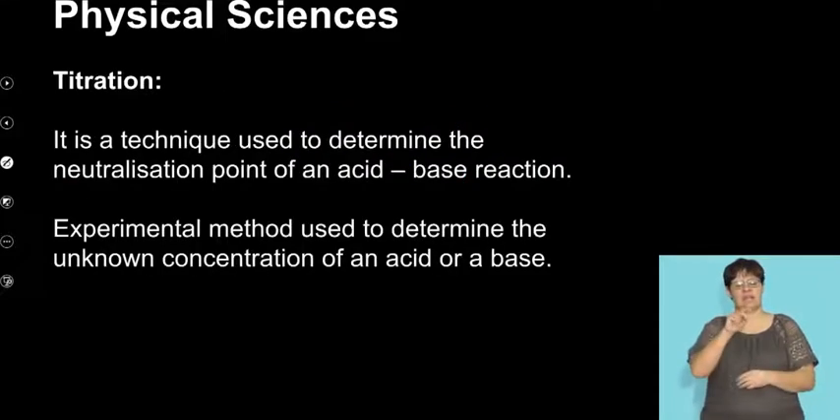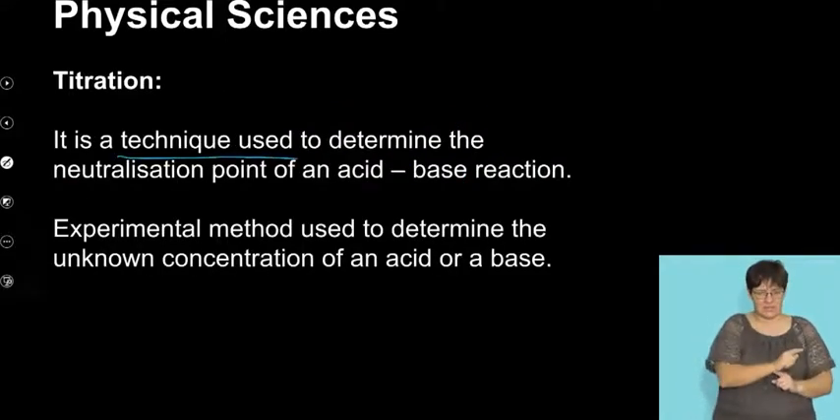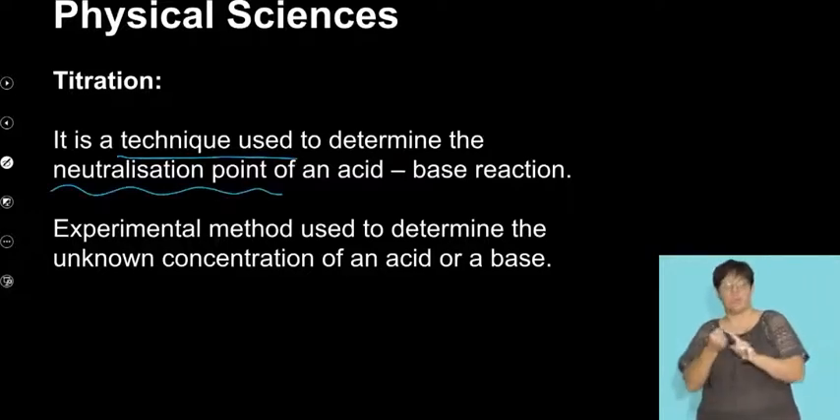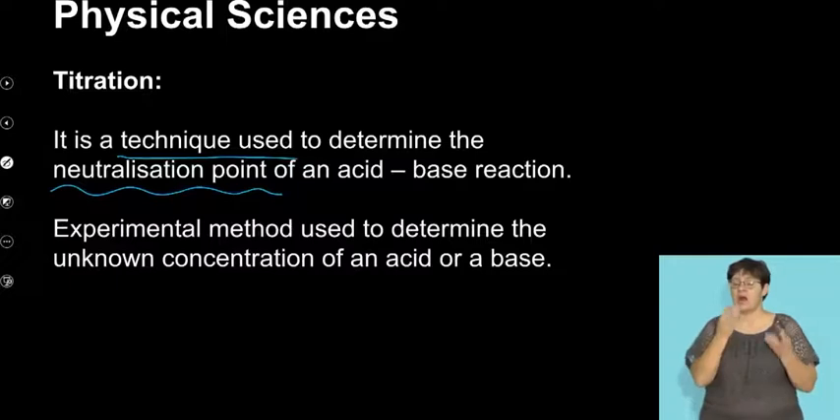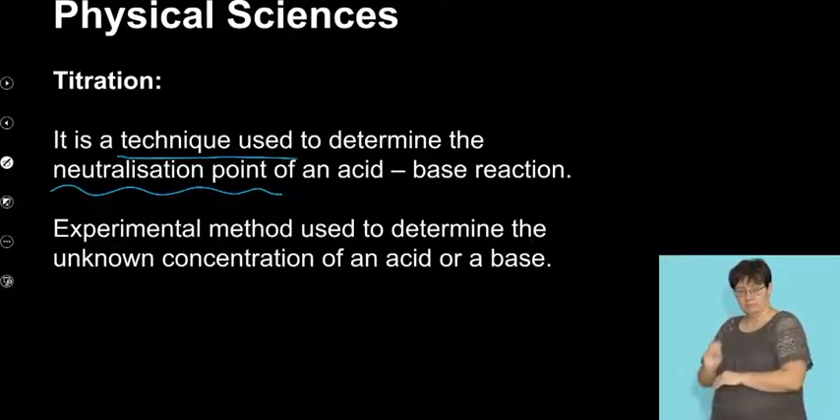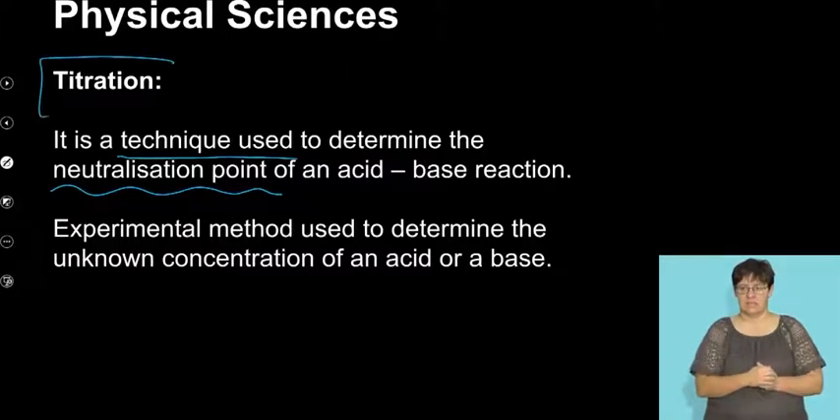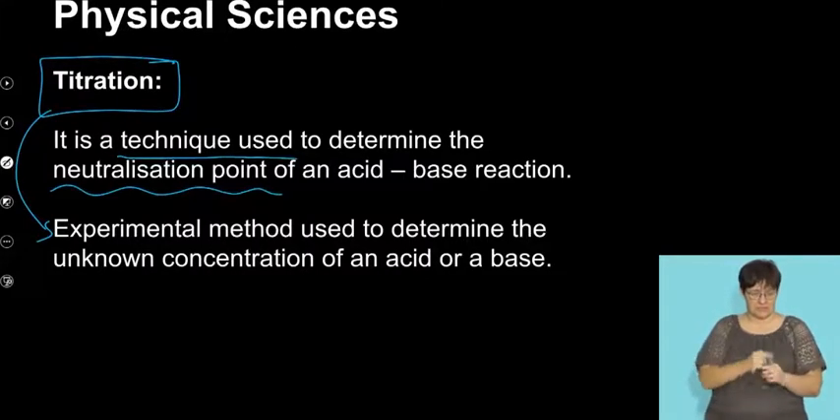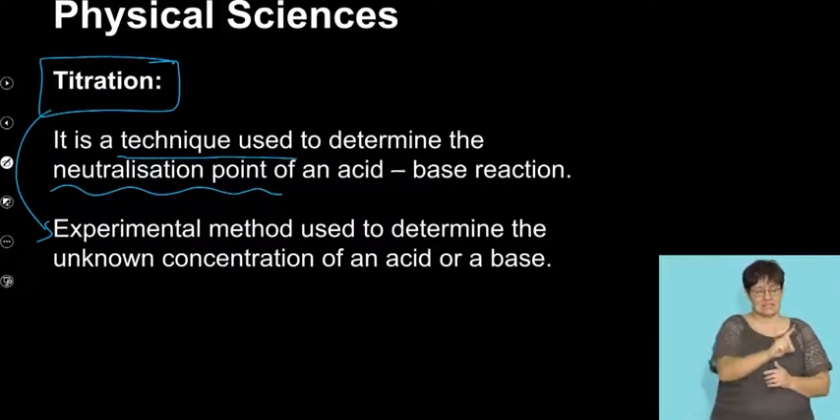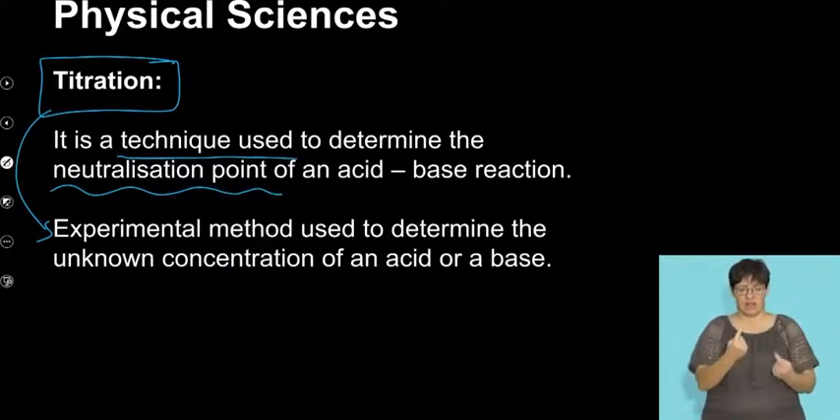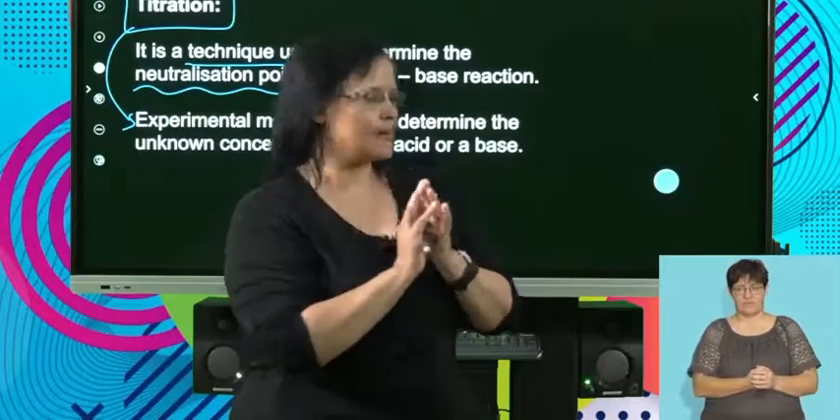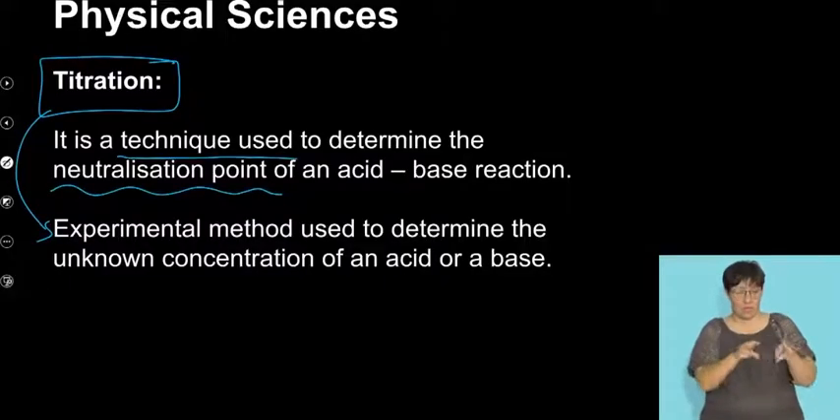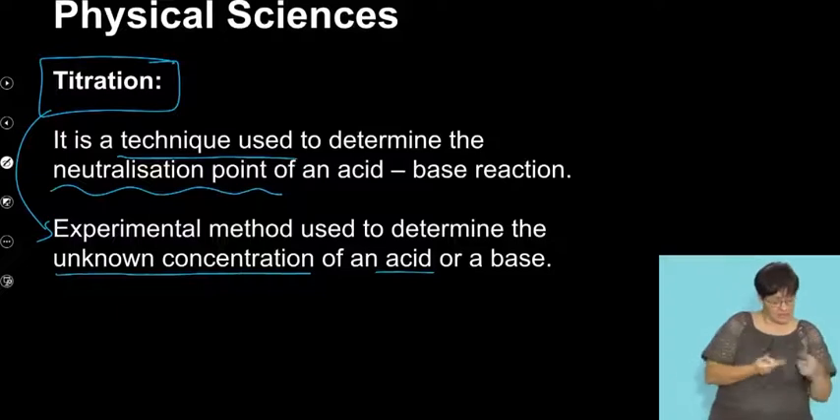When we look at titration, titration is the technique used to determine the neutralization point of an acid-base reaction. So if we have that neutralization reaction, we can make use of an experimental method that's called a titration to determine that endpoint, meaning that point where the acid and the base have now neutralized each other to a certain extent. So that experimental method is used to determine the unknown concentration of either the acid or the base.